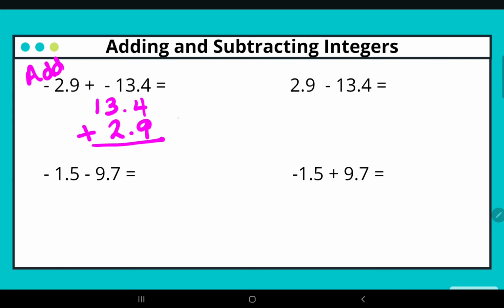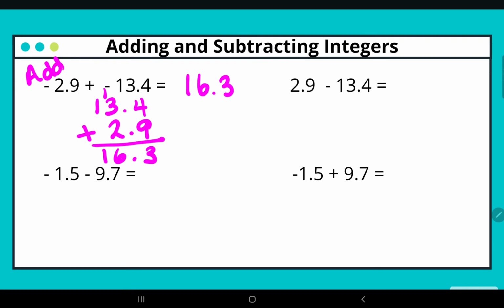Okay, so if you notice, I'm stacking my numbers and I'm still keeping in mind my rule for adding decimals. 4 plus 9 is 13. Carry the 1, bring down that decimal point. 3 plus 2 is 5, plus 1 is 6. And then I bring down the 9. So here I have 16.3 as my answer.